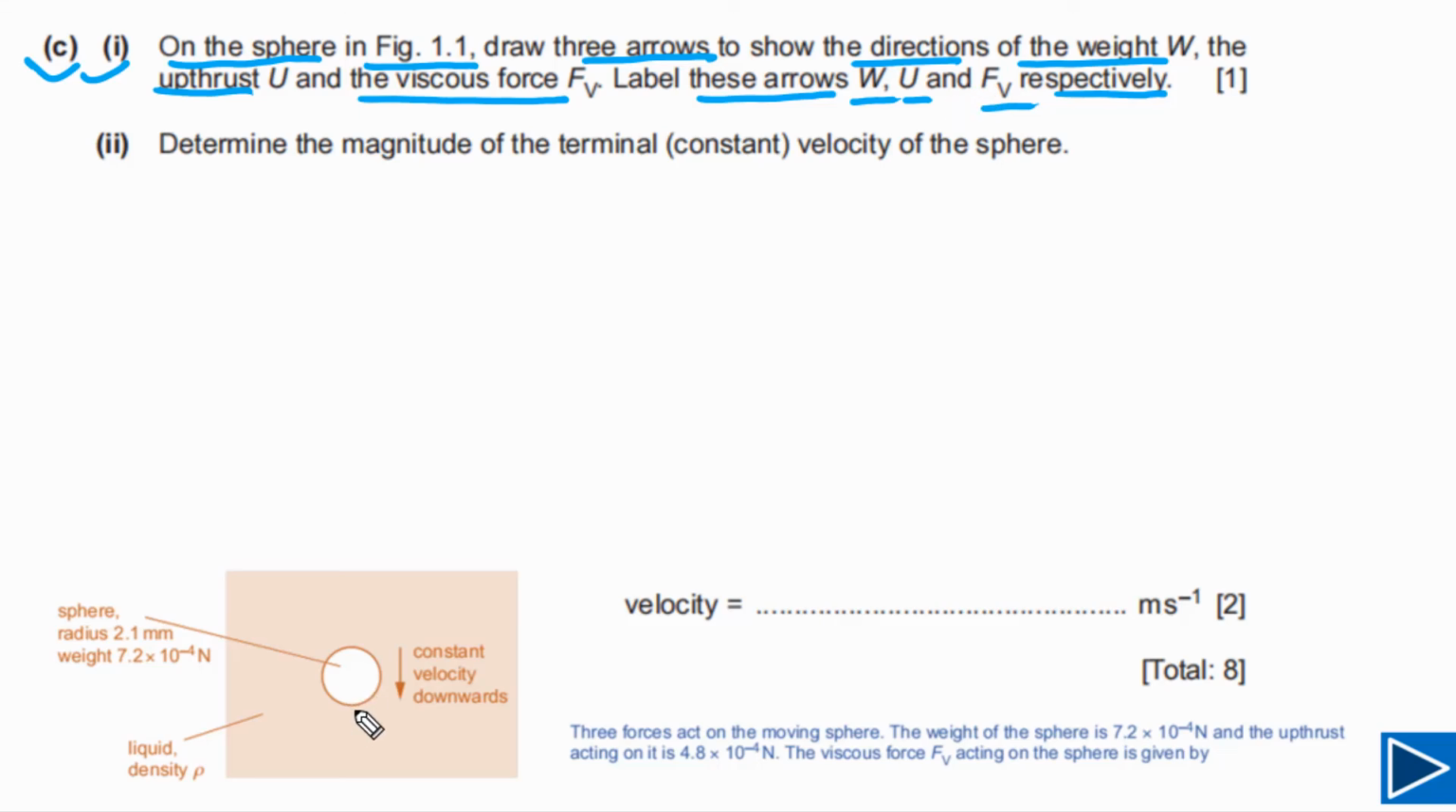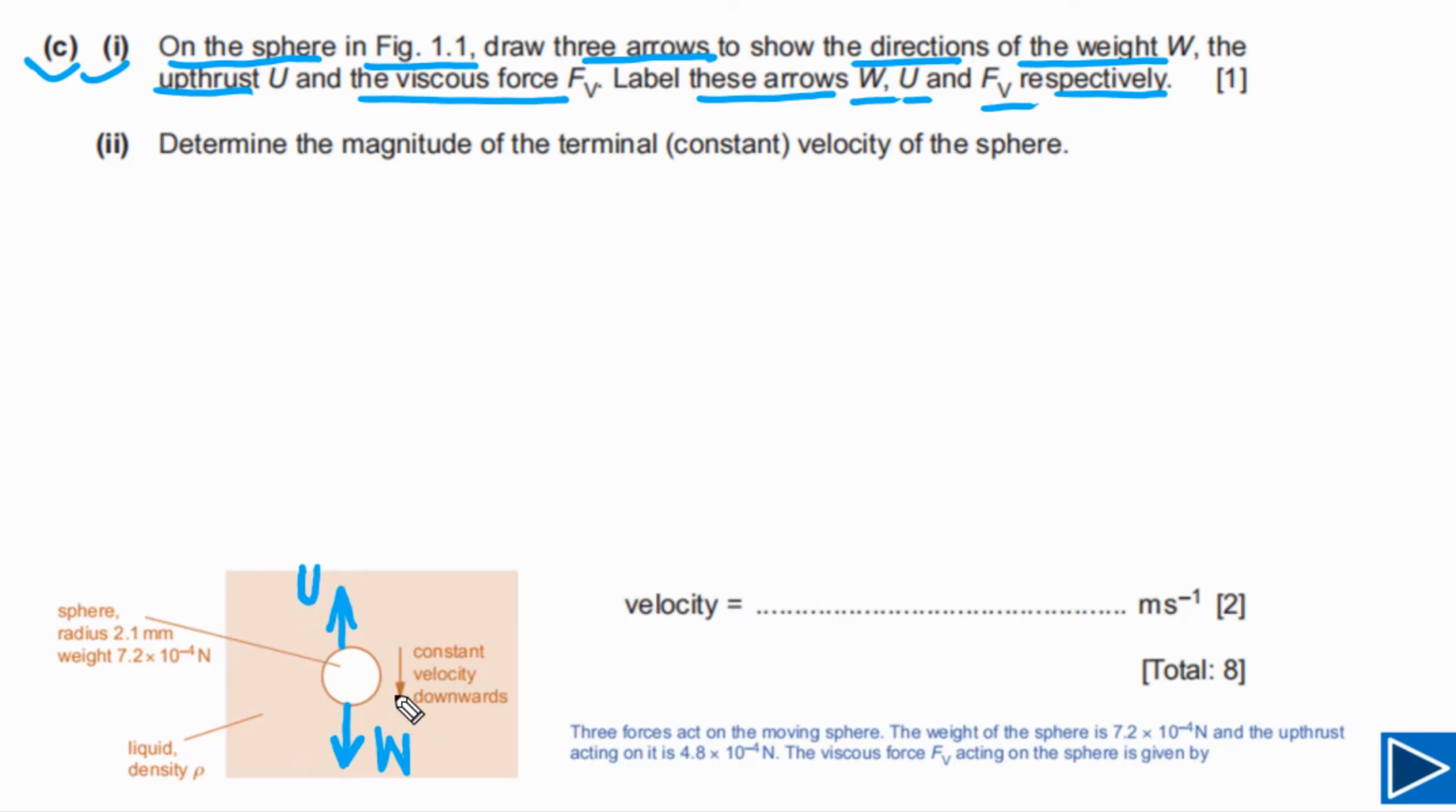Now if you look at this sphere, the weight, meaning the force of gravity, is always acting downwards. It doesn't matter if the sphere is moving or not. So this is direction of W. Weight is acting down. Upthrust always acts upwards. It doesn't matter if the sphere is moving or at rest. So this is direction of upthrust, meaning upthrust is acting upwards.